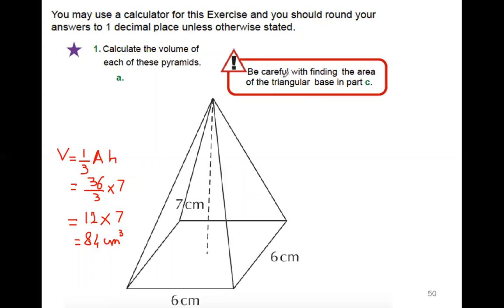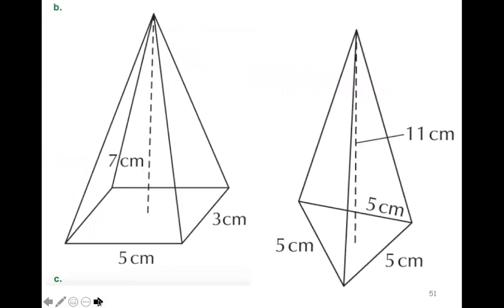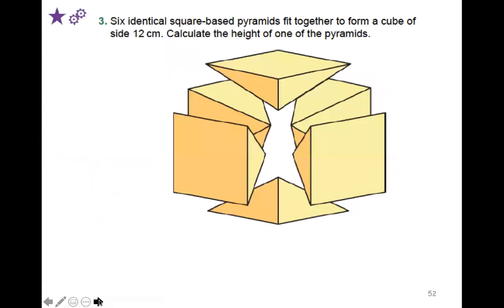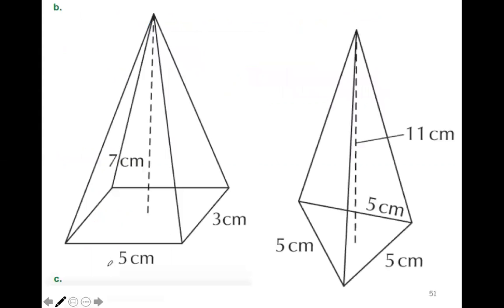So they've told us here, be careful with finding the area of the triangular base in part C. So let's have a look at part C. Part B is here. You could do that. Part C is this one here. So you've got to find first the area of that triangle.